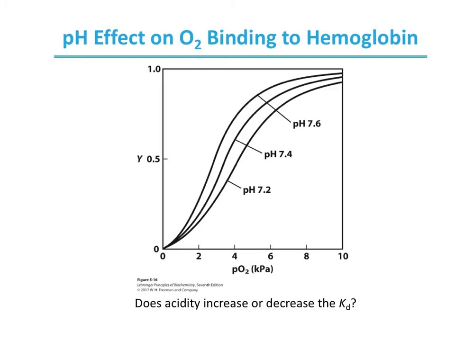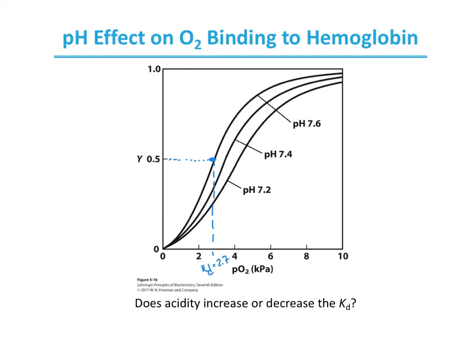Now pH also has an effect on the ability of oxygen to bind to hemoglobin. So here we have 3 different curves at 3 different pHs. So are you noticing here, does acidity increase or decrease the Kd? So again, to find the Kd for each curve, we look at the 0.5 value on each curve. So at a pH 7.6, that Kd to me looks like it's maybe 2.7.